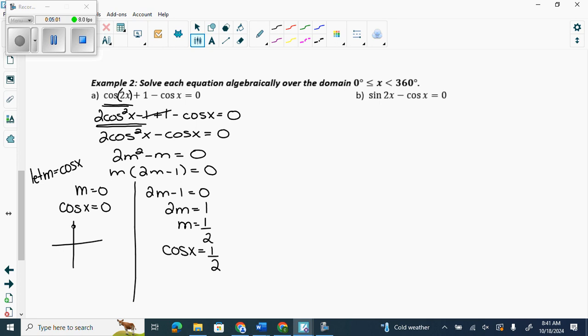And why did you know it was 90 and 270 degrees? Why did you know to do that instead of pi over 2 and 3 pi over 2? The domain is in degrees, and I have to have answers between 0 and 360. So this is 90, 270.